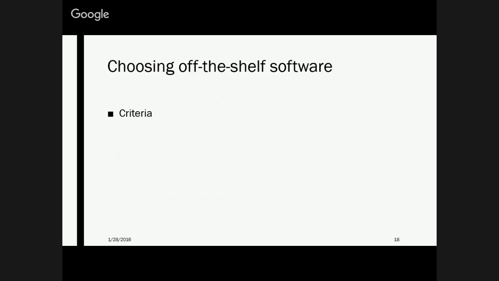Okay. So how do we pick these? This is what leads in from that. There are only 4 more slides.